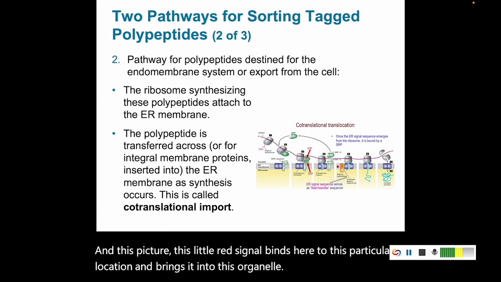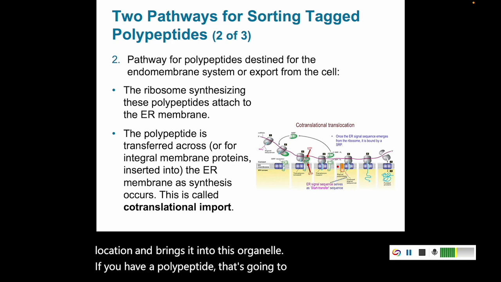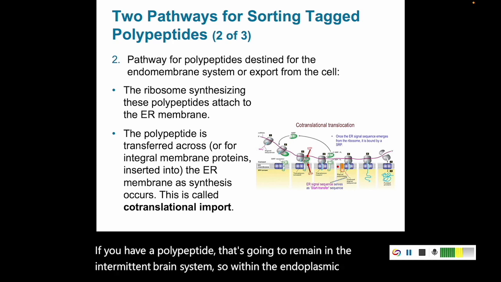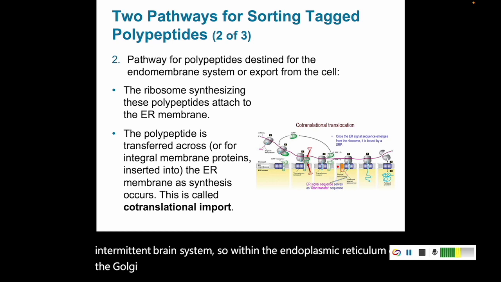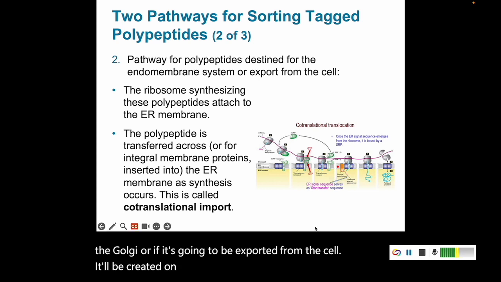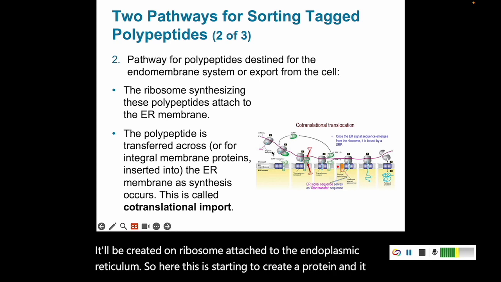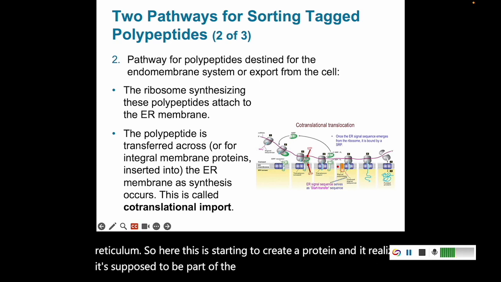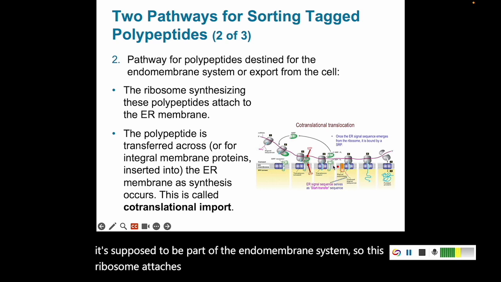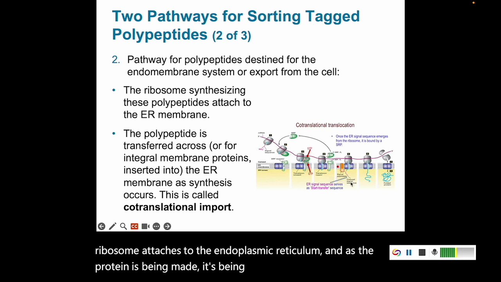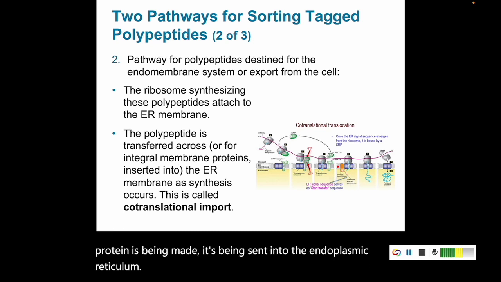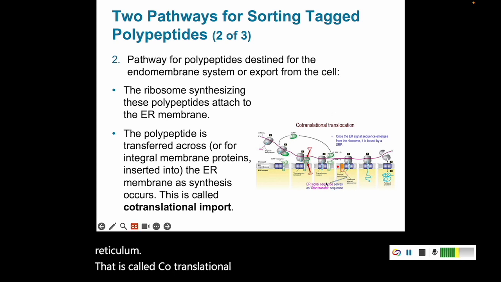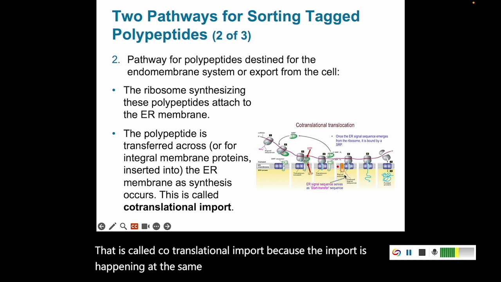If you have a polypeptide that's going to remain in the endomembrane system, so within the endoplasmic reticulum or the Golgi, or if it's going to be exported from the cell, it'll be created on a ribosome attached to the endoplasmic reticulum. So here, this is starting to create a protein, and it realizes it's supposed to be part of the endomembrane system. So this ribosome attaches to the endoplasmic reticulum. And as the protein is being made, it's being sent into the endoplasmic reticulum. That is called cotranslational import because the import is happening at the same time as translation.